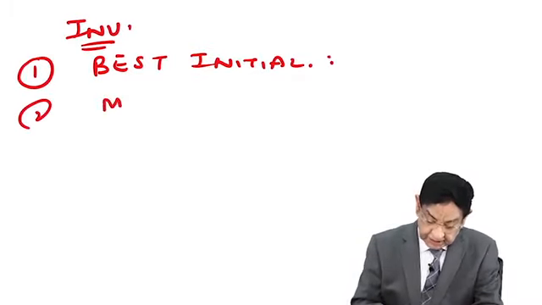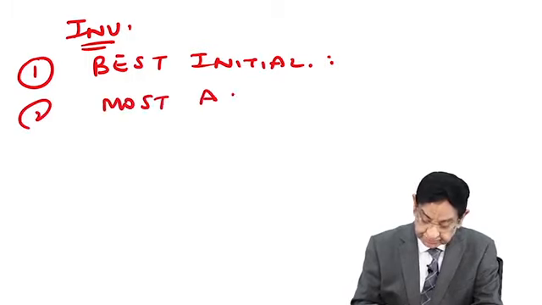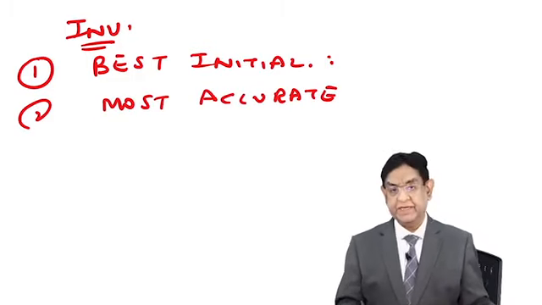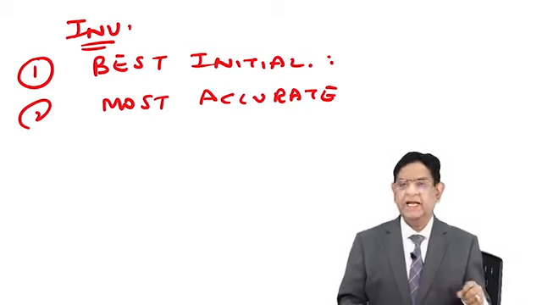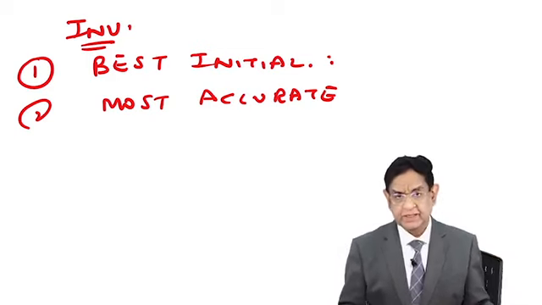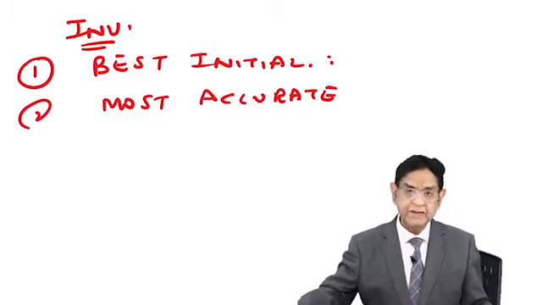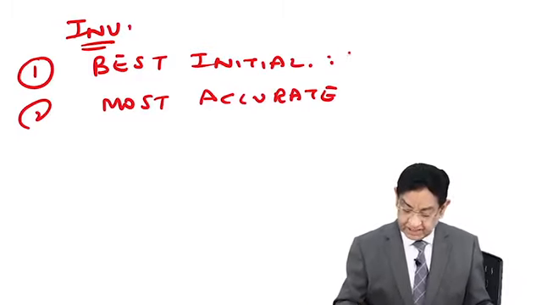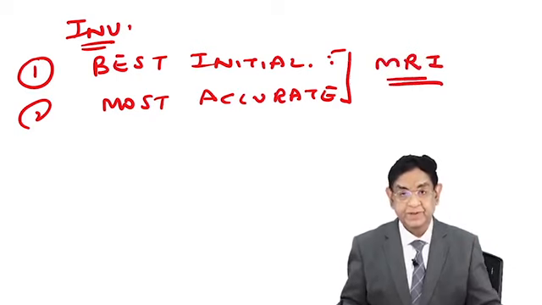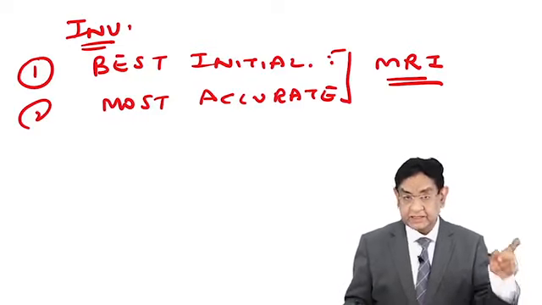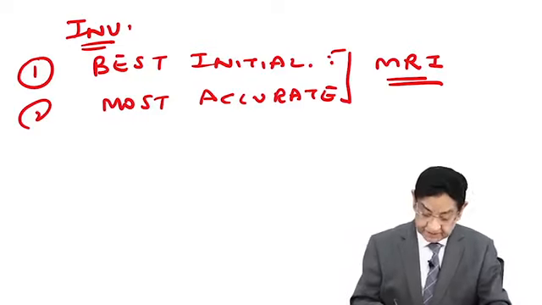Second, what is the most accurate test to diagnose a case of multiple sclerosis? There are two different questions. What is the first initial test and what is the most accurate test? Write down the answer quickly. I am sure you have written the answer. Answer for both is MRI. MRI, right?